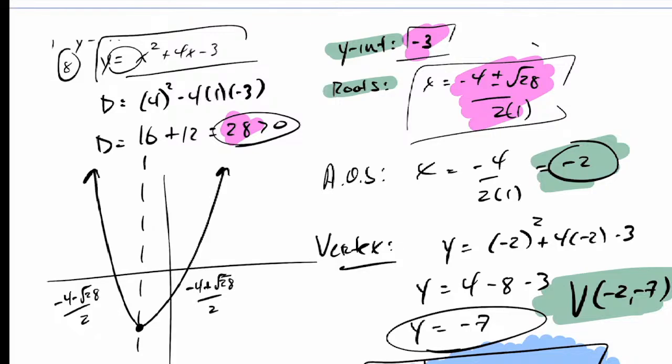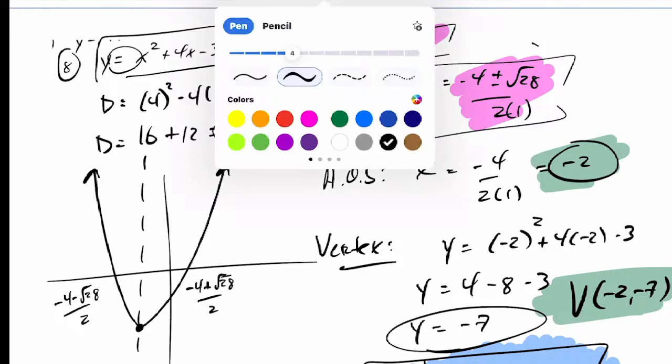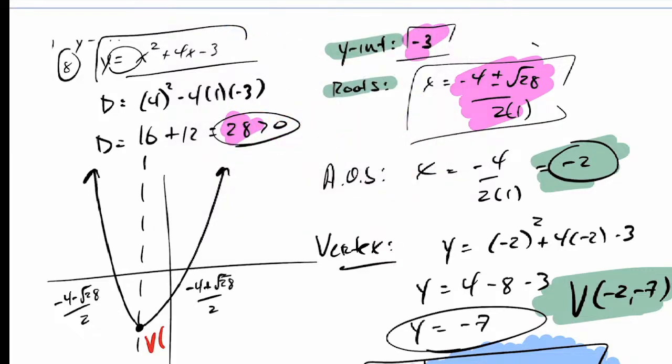No, I didn't use the roots to find the axis of symmetry. I just used the fact that I was in standard form. I just did negative b over 2a. And then to sketch it, I just plotted the vertex right here, and then did the direction of opening.